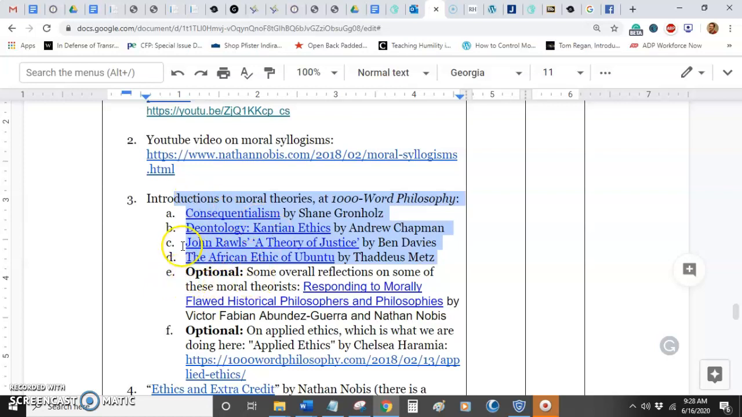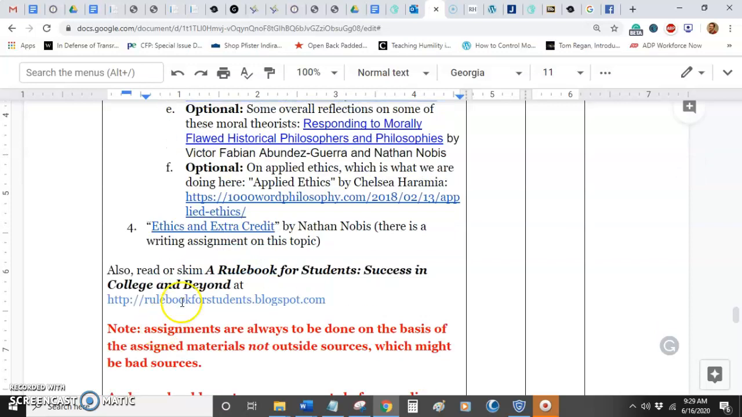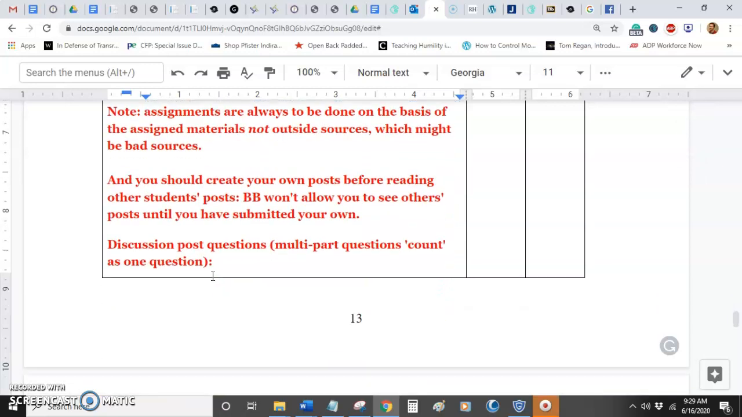All right, so we want to know about these so we can apply them to other things. I asked you to take a look at this paper on ethics and extra credit, and there was a little writing assignment. Everybody who did it did a good job with that. And then I want you to look at this book, a rule book for students. All right, that's all last week.